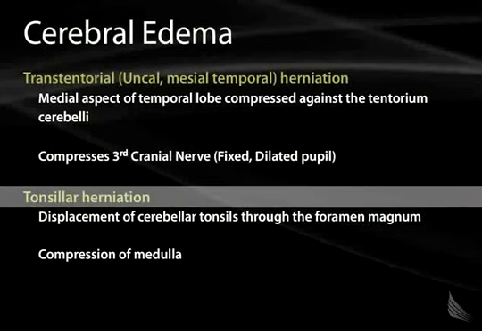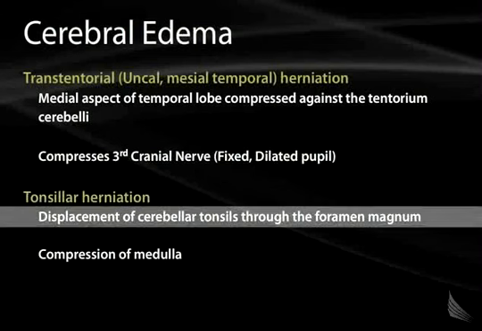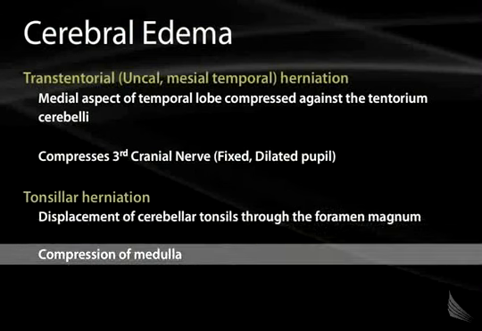Finally, there is tonsillar herniation. This is perhaps the most severe of all herniations and can be due to displacement of the cerebellar tonsils through the foramen magnum. You can have compression of the medulla, leading to respiratory demise.